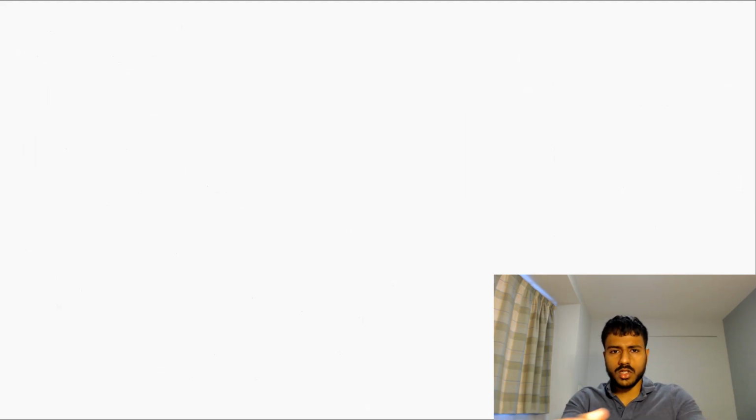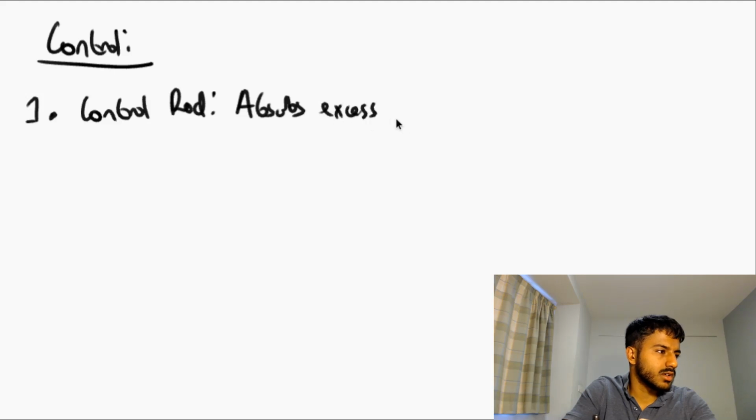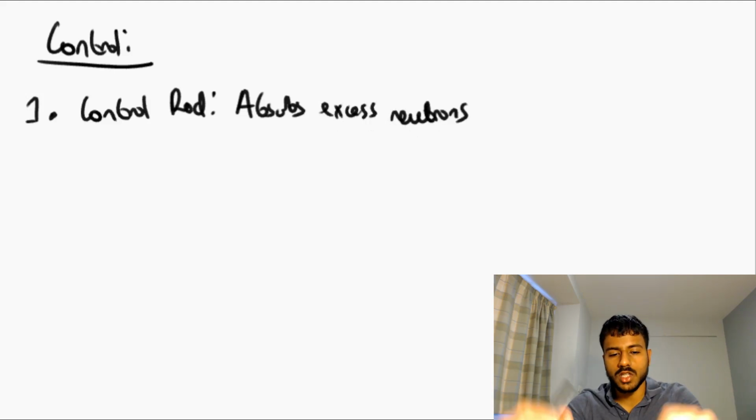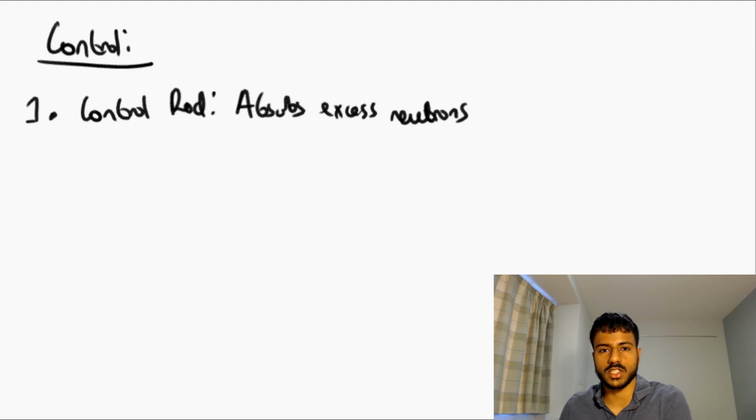Now, you might be thinking, well, if you looked at our reaction at the beginning, we kept producing more and more neutrons. But what if we produced too many? And let's say we accidentally produced too much energy. So that's exactly why we need control methods. The first one is a control rod. What this does is it absorbs excess neutrons. So these control rods can be inserted into the chamber where we have our fuel rods and our neutrons, and it can absorb these neutrons in order to prevent further fission reactions from going on.